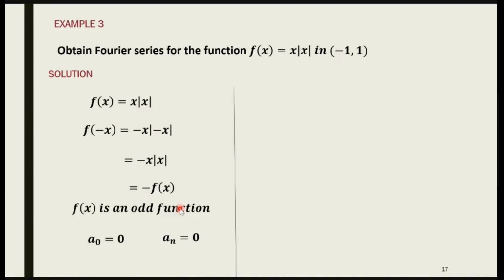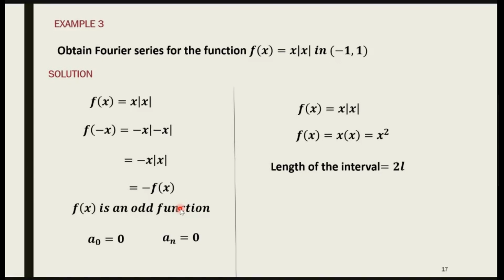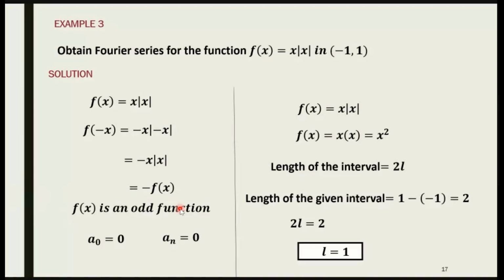So L, we can write directly from the interval or calculate the length of the interval. L is equal to 1. Now when we write the formula for a0 and an, we have 2 times integral from 0 to 1. So what is the value of this mod x when x takes the values from 0 to 1?